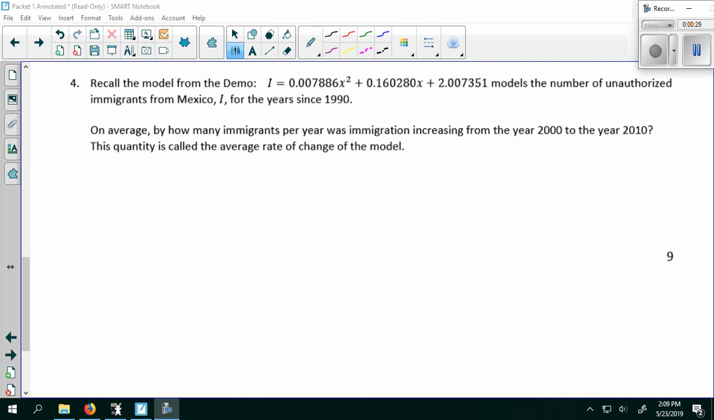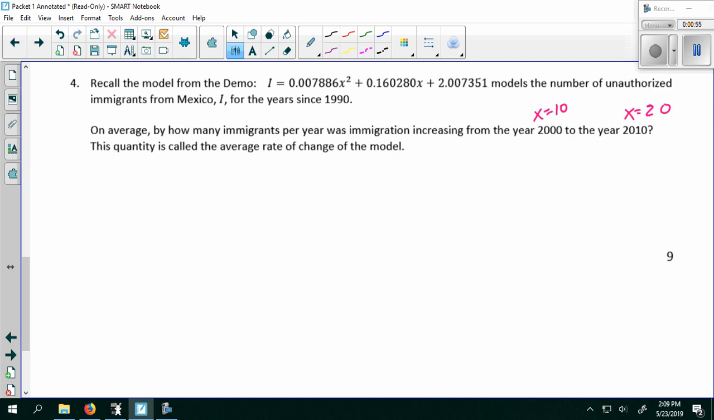On average, by how many immigrants per year was immigration increasing from the year 2000 to the year 2010? Okay, so first let's say 2000 is x equals 10 and 2010 is x equals 20, because that's 10 years after 1990 and 20 years after 1990. So by how many immigrants per year?